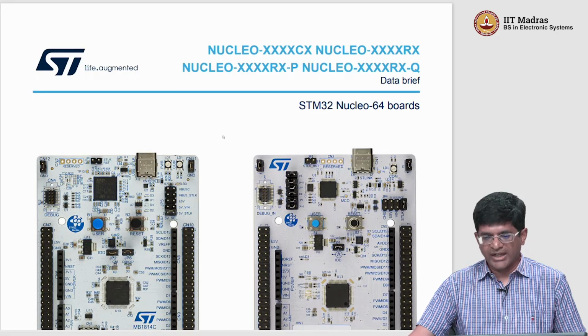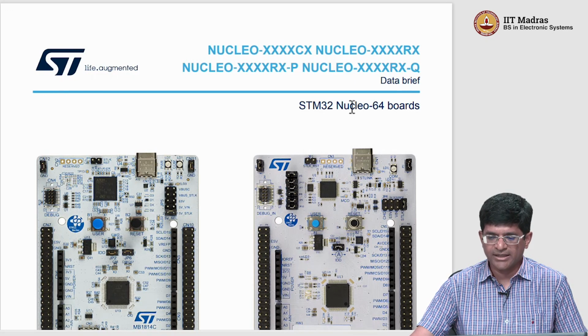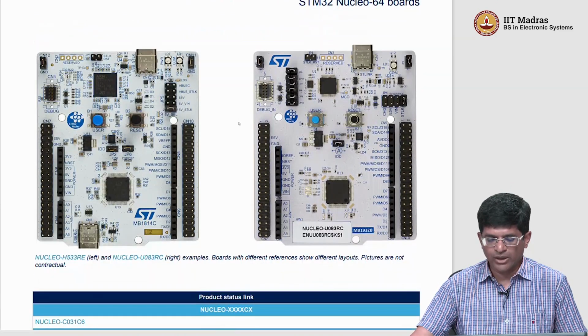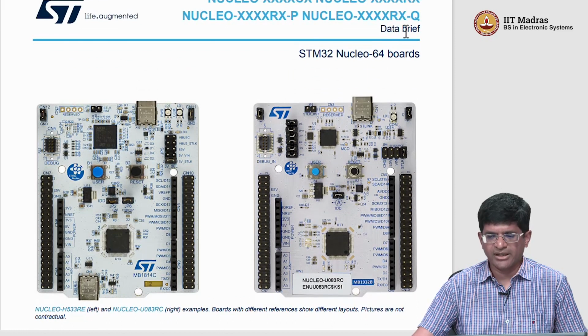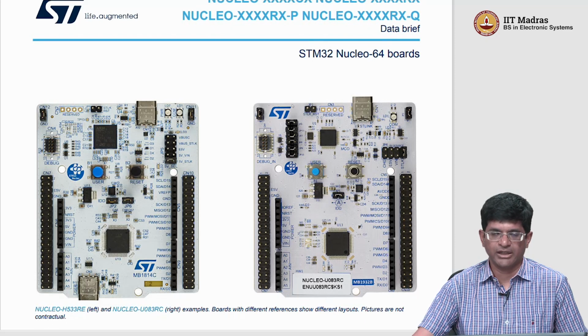So what we have over here is actually a data brief. It's not quite a data sheet. This is for the STM32 Nucleo 64 boards. What's the difference between a data brief and a data sheet? A data brief is not exactly a marketing document, but it is meant more for getting a high level picture of what a particular part or component is going to do, without necessarily going into a lot of detail about how it does it.